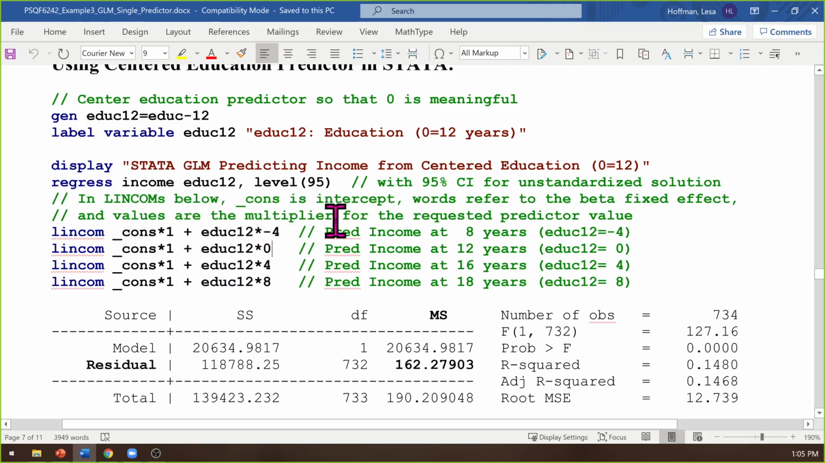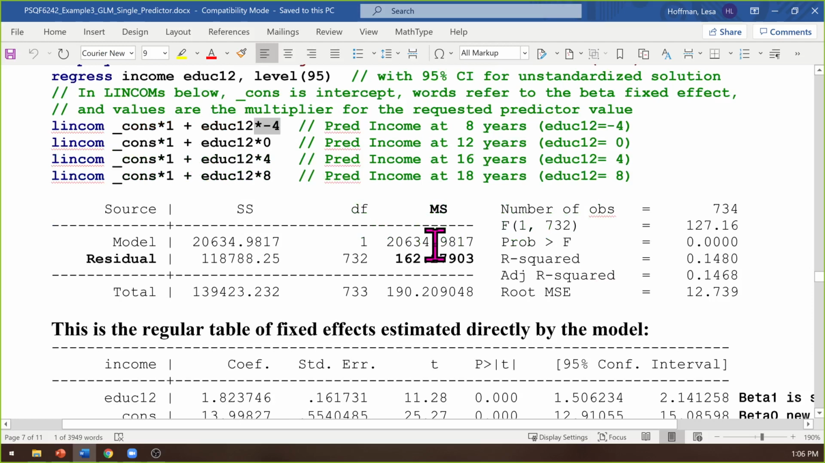So if I want it for 12 years, this line here is included just for pedagogical purposes because that's what the fixed intercept already gives me. If I want it for 16 years of education, I would put in a 4 because 16 is 4 more than 12. And if I want it for 20, I would put in an 8. So the way that Stata writes this makes it look exactly like the regression equation, where constant is the beta 0 and education 12 is the beta 1, and then the value after the asterisk is the amount of the predictor that you want the predicted outcome for.